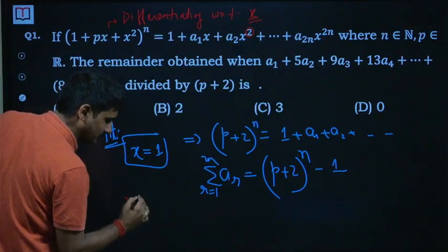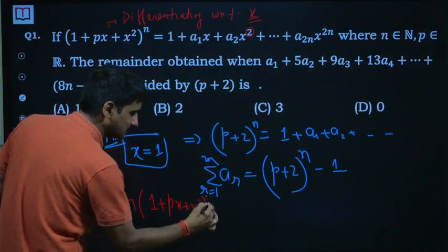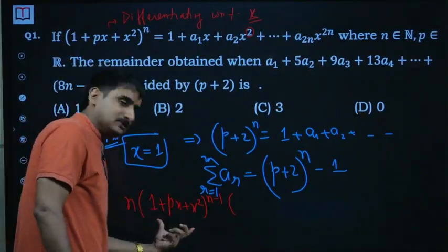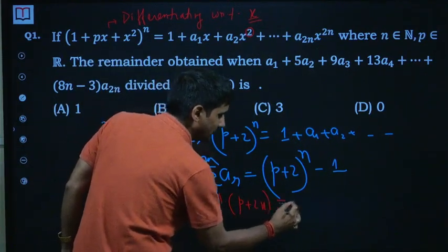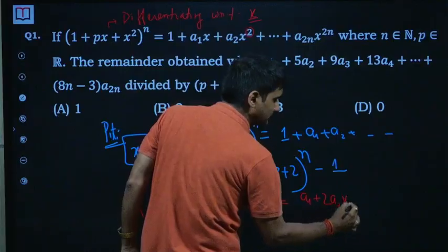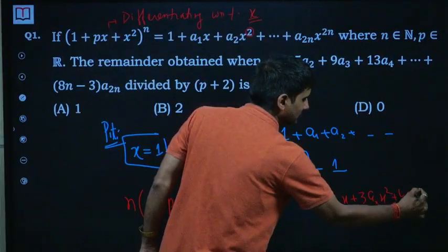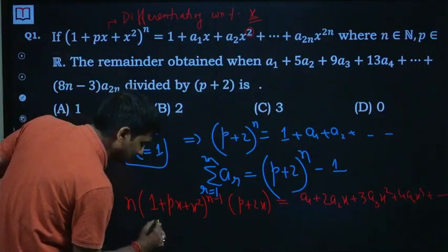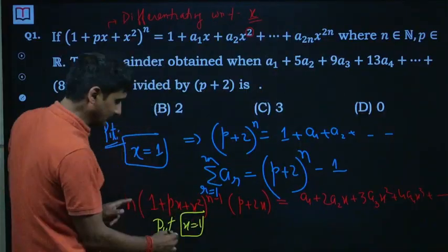We will get in LHS n times (1 + px + x^2)^(n-1) into chain rule. So the derivative of the base here is p plus 2x, isn't that? Now in RHS when you differentiate, you get a1 + 2a2 x + 3a3 x^2 + 4a4 x^3 and so on and so on. Now replace x by 1, bachon. So put x equal to 1 here. If we put x equal to 1 here, what do we get again?